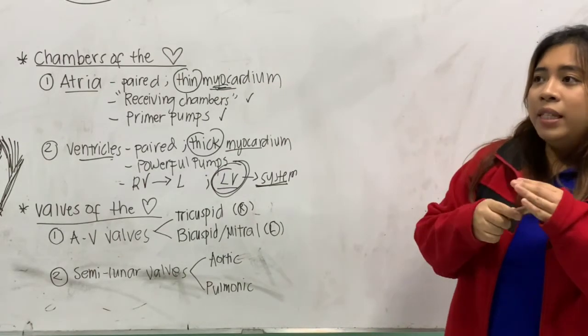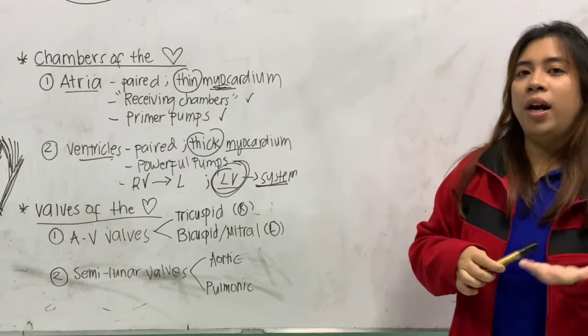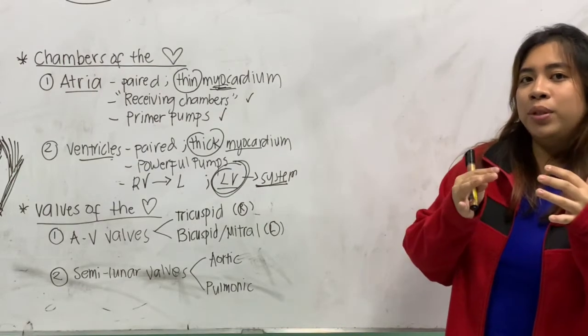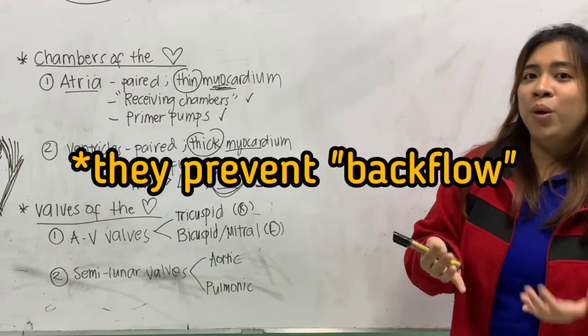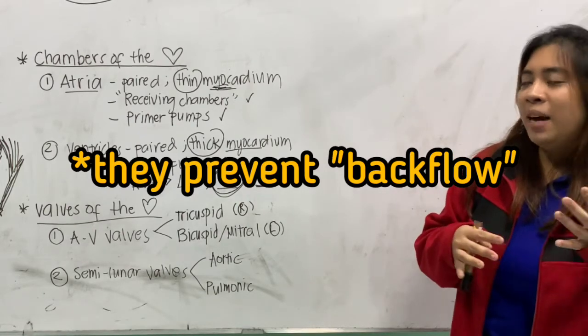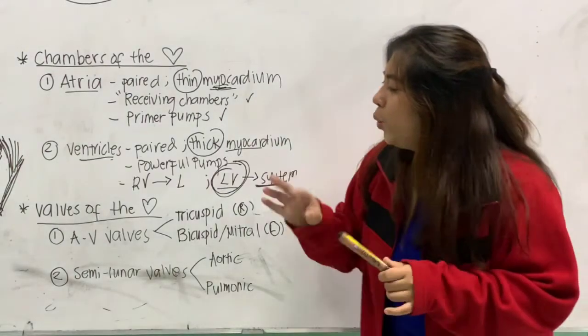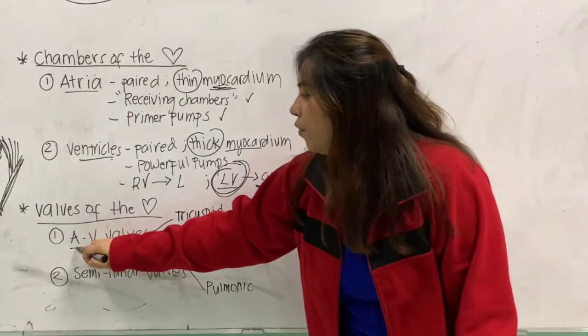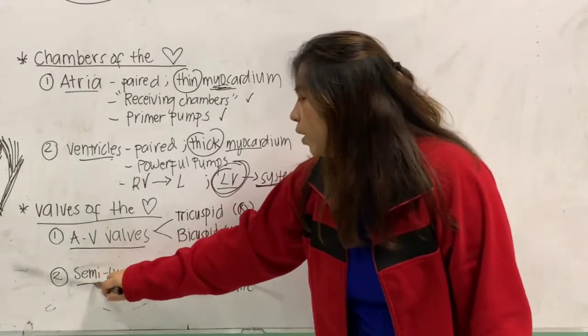So what are the valves? These are parts of your heart that open and close and allow blood flow or don't allow blood flow. So kung open sila, nasulod si blood. Kung close sila, hindi ka-pass through si blood. So we have two classifications of the valves. You have your atrioventricular valves and you have your semilunar valves.